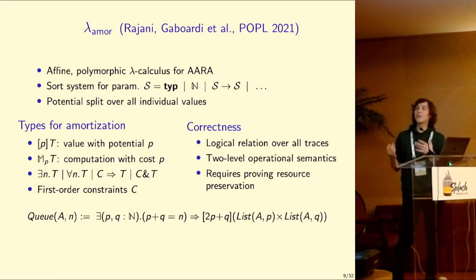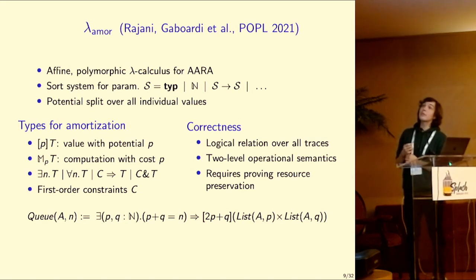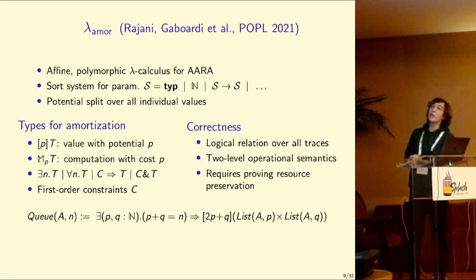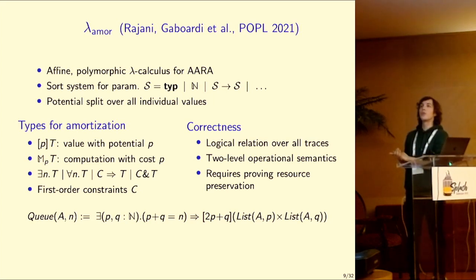A recent formalization of HARA that we think is extremely important is given by lambda amor, which was presented a couple of years ago. And this is a lambda calculus with an affine type system. So you can take into account resource flow in the program. And it has a more mainstream type system than previous implementations, in that we have normal types and parameters, let's say integers, and we have dependencies of type on parameters.